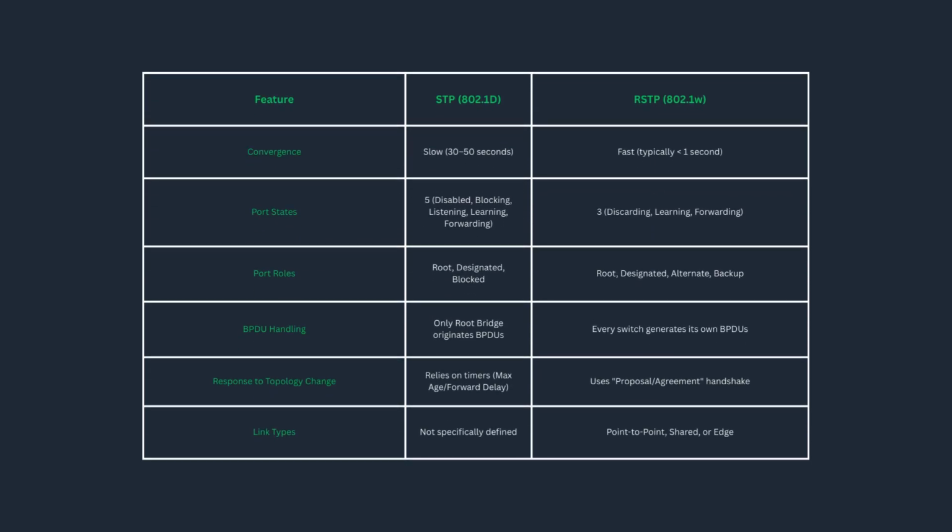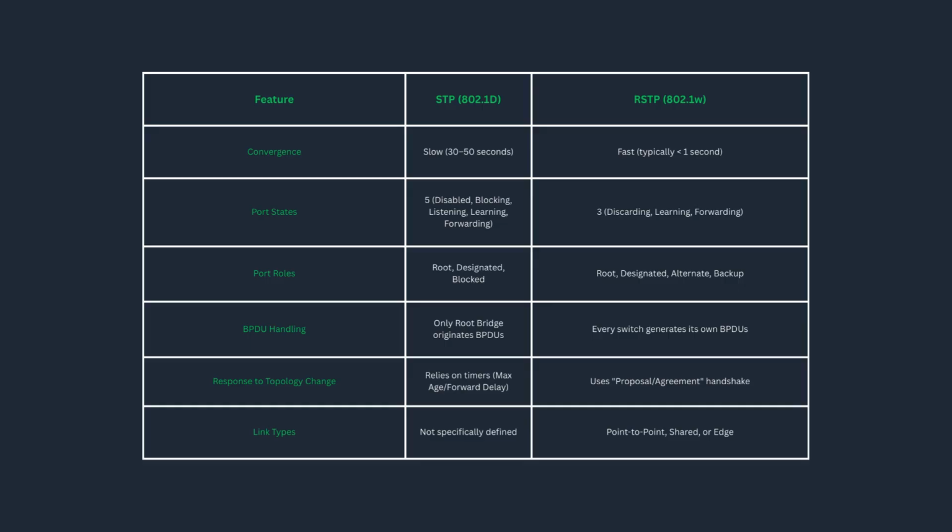Convergence. STP is slow at 30 to 50 seconds, while RSTP is fast, typically under 1 second in optimal conditions. Port states. STP has 5 states: disabled, blocking, listening, learning, and forwarding. RSTP streamlines this to just 3: discarding, learning, and forwarding. Port roles. STP defines root, designated, and blocked ports. RSTP expands this to root, designated, alternate, and backup ports for better redundancy handling.